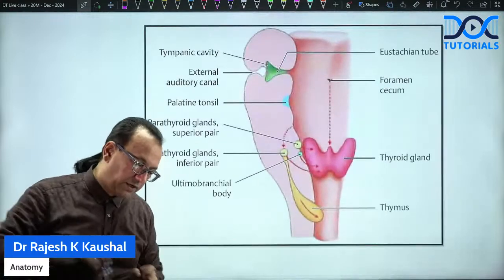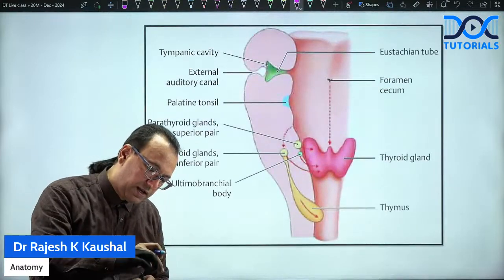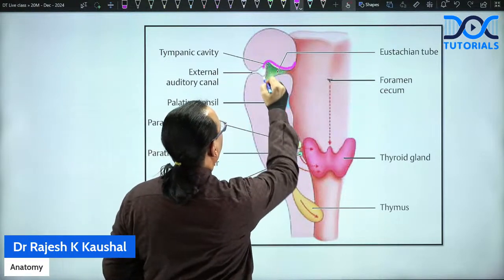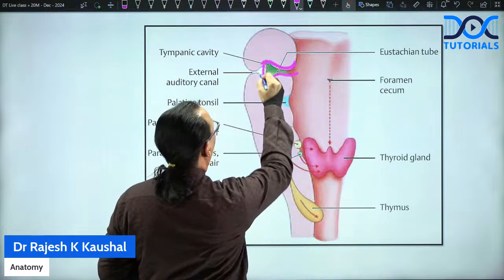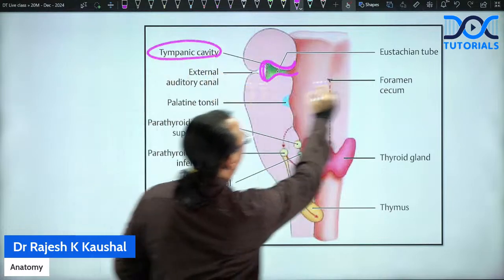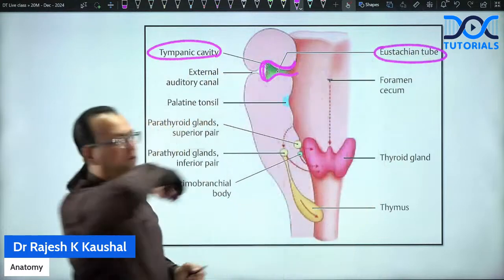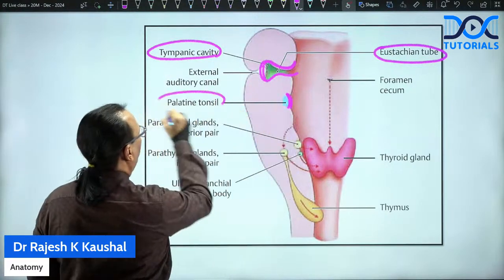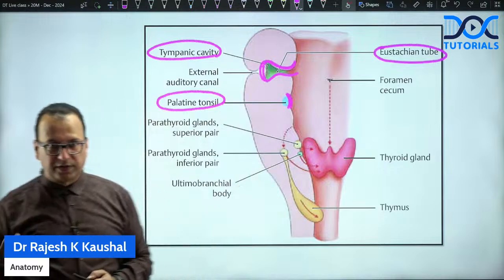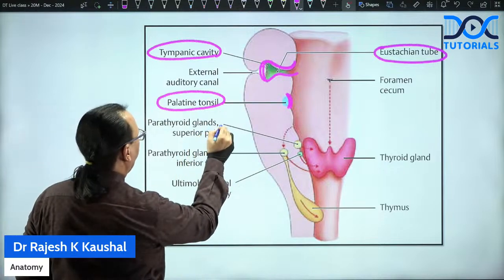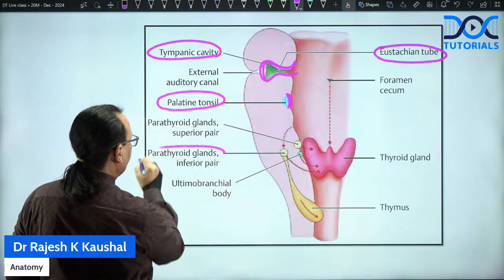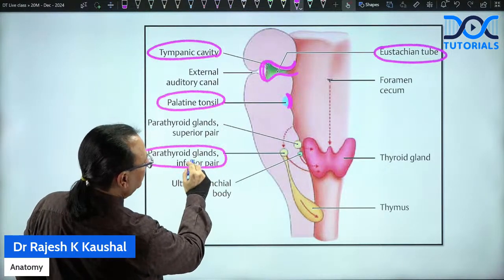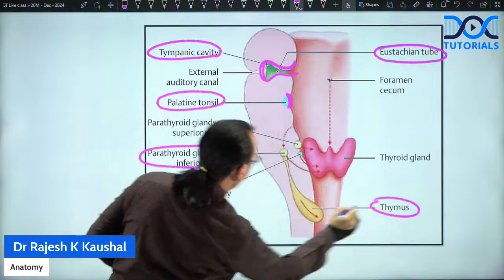So this is about the pharyngeal pouches. Let me repeat. Pouch 1 is forming the middle ear cavity and eustachian tube. Pouch 2 will form tonsil epithelium. And what is pouch 3 forming? PP3 tip means it is this one and the thymus.